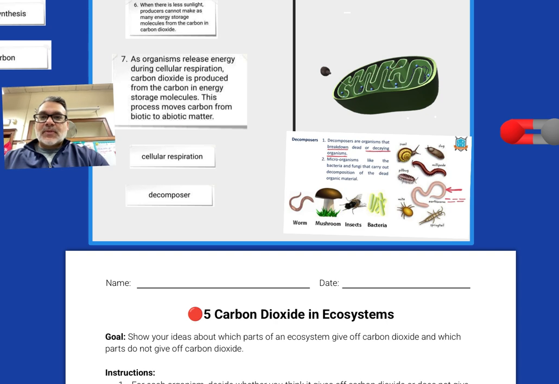So let's take a look at those. And we have these two words, cellular respiration and decomposer. So let's talk about cellular respiration. This right here is an example of the mitochondria. It's a 3D model. It is not exactly what mitochondria looks like, but if you cut mitochondria in half, this is a cross-section view, you'll be able to see what it looks like inside. Okay, now, so it says here they release energy during cellular respiration. So cellular respiration happens here in the mitochondria.